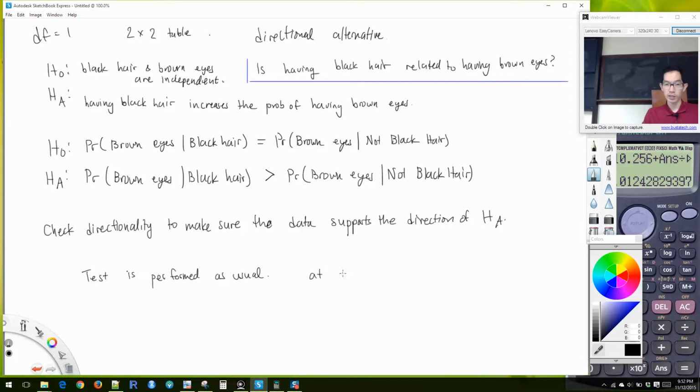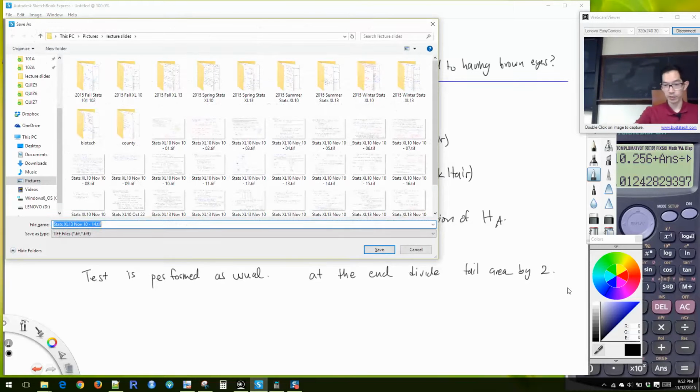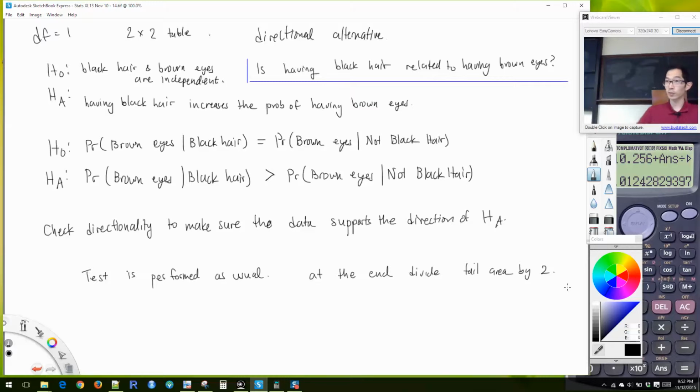And then at the end, divide the tail area in two, assuming directionality is met. What do we do if directionality is not met? If directionality is not met, we can just stop the test and say we have no evidence to support the alternative.